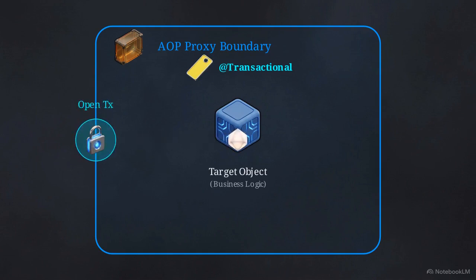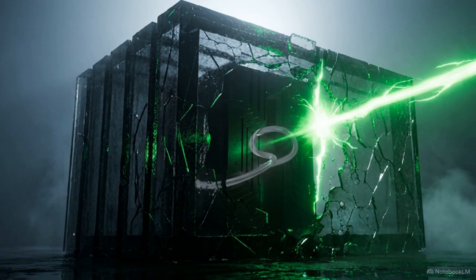Incoming data strikes this proxy first. It mechanically opens a transaction, then passes execution to your code. Exiting data hits the proxy again, closing the transaction. The proxy operates as a literal gatekeeper. If a process does not cross that proxy threshold, the transaction manager remains completely blind to it.